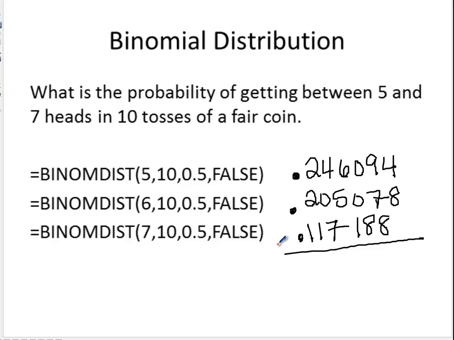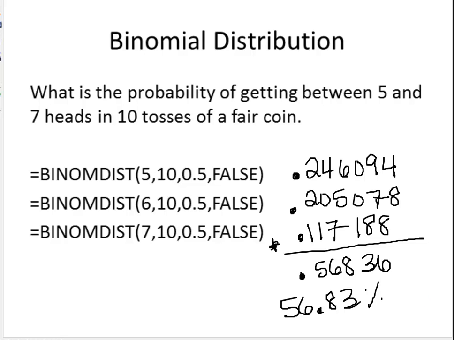And so to get the answer, what you have to do is add up all these numbers. And I get 0.56836. So the probability that you get between 5 and 7 heads in 10 tosses of a coin is 0.56836. So you can just round it to 56.83%.